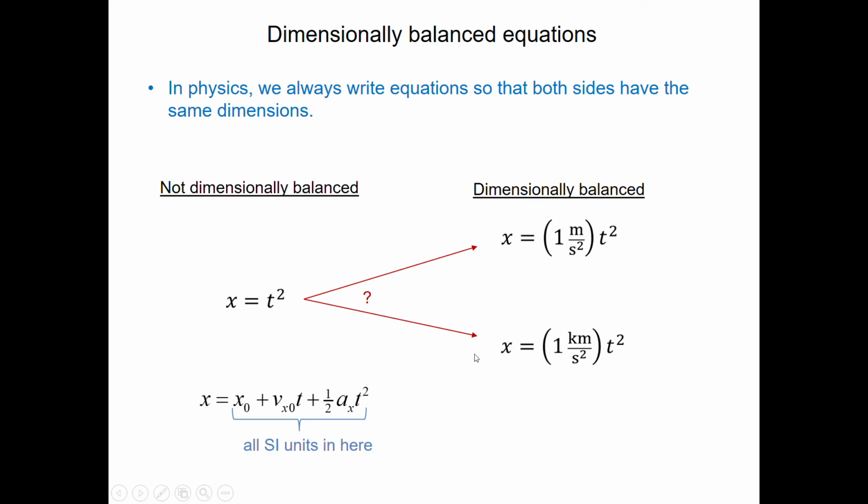In my second example, I said maybe we put in seconds and it comes out in kilometers. So here would be a different dimensionally balanced equation that says something different. It says if you plug in t in seconds, you're going to get an x in kilometers.